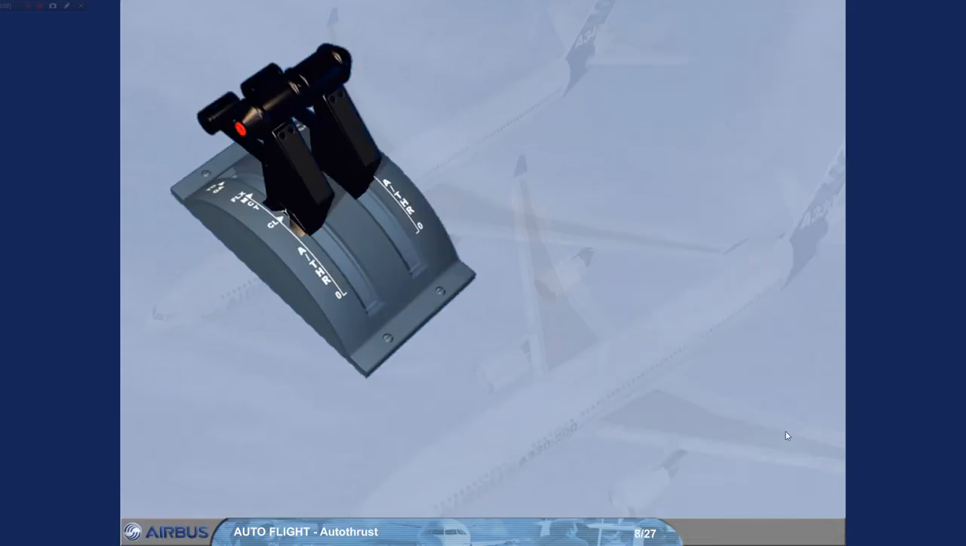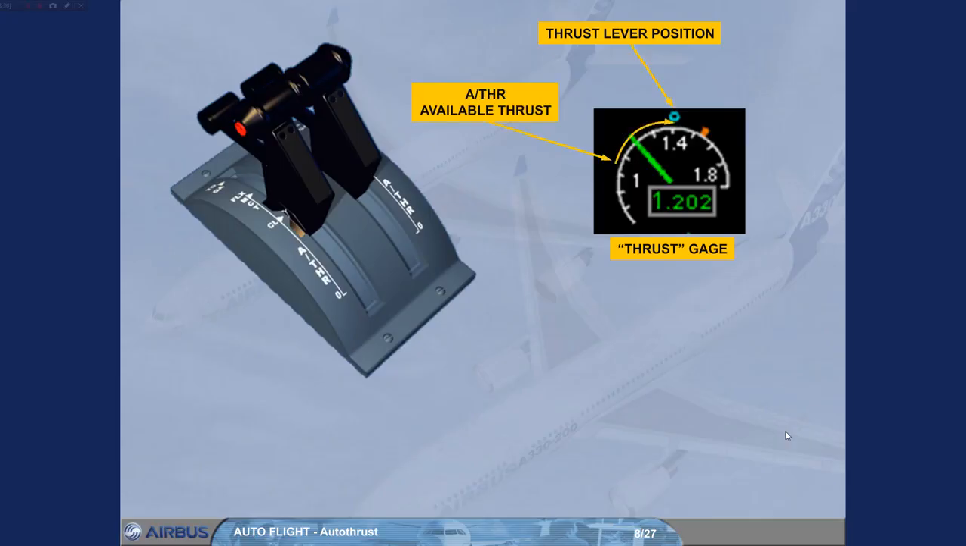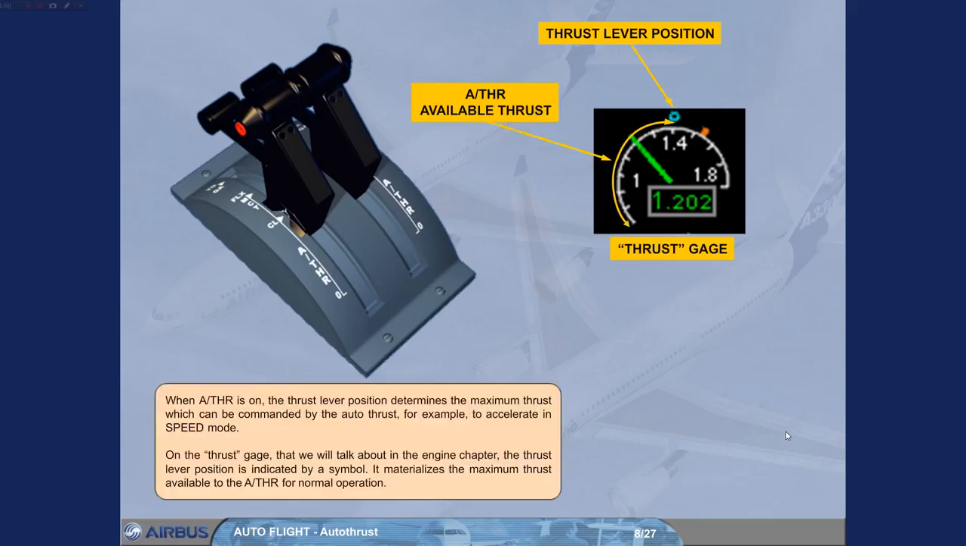When autothrust is on, the thrust lever position determines the maximum thrust which can be commanded by the autothrust, for example, to accelerate in speed mode. On the thrust gauge, that we will talk about in the engine chapter, the thrust lever position is indicated by a symbol. It materializes the maximum thrust available to the autothrust for normal operation.